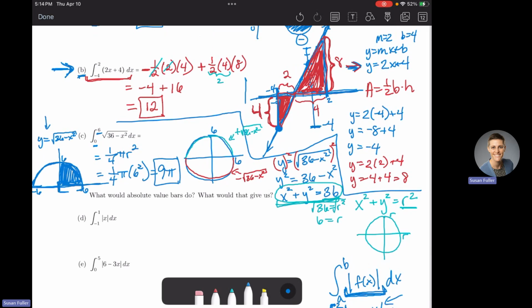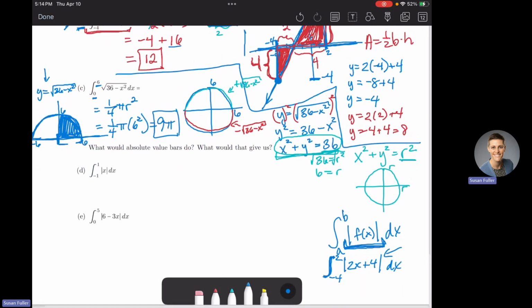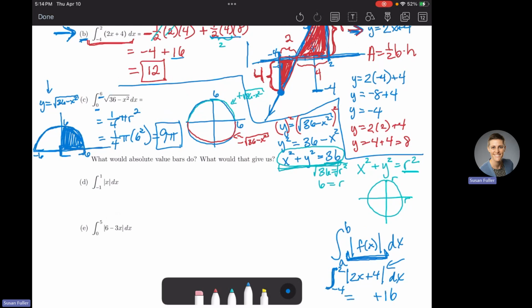So we already have a picture over here, which is why I wanted to do this one, so you can see what an absolute value does fairly quickly. So this absolute value would take all of this area and make it positive. And this area up here is already positive. We did that. We got 1/2 times 4 times 8. That had a positive area of 16.